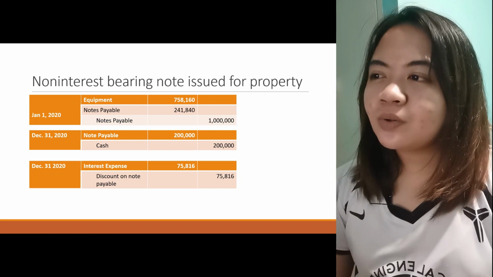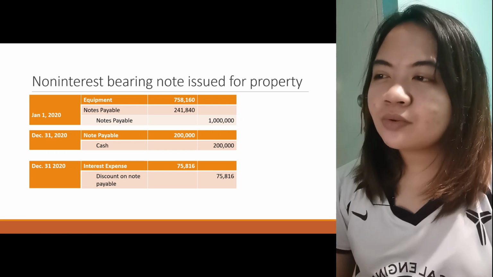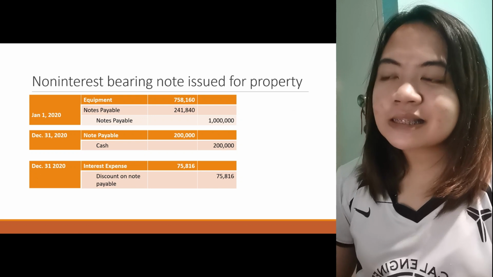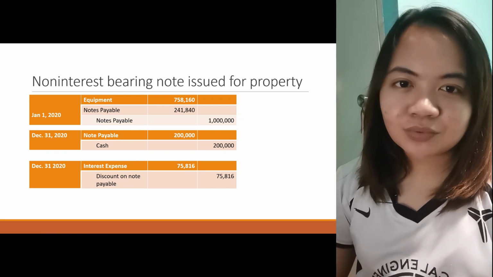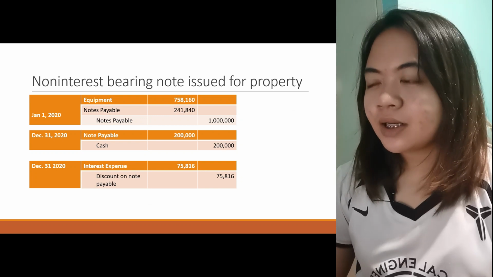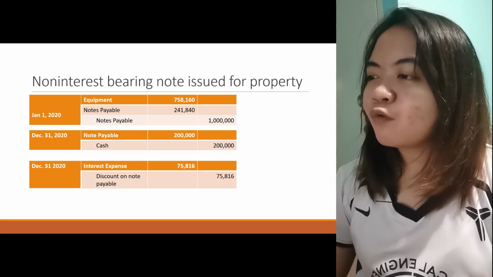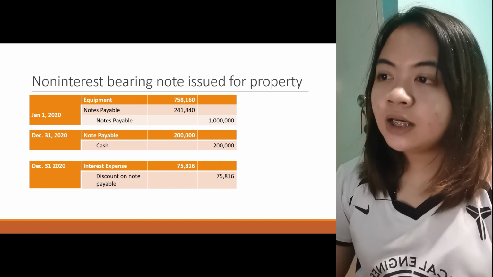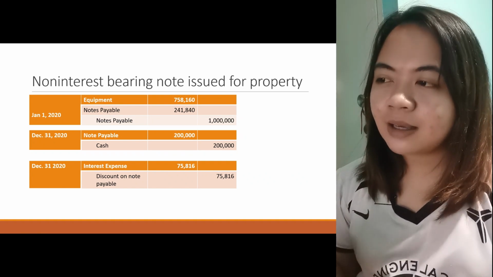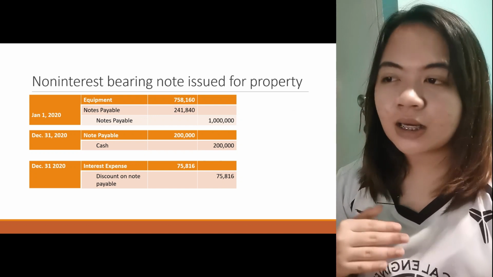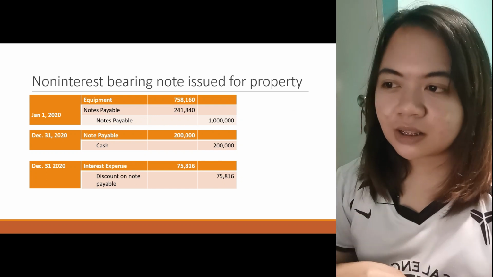Okay? So, what happened there? Your equipment is at 758,160, but what you owe is 1 million. So, you really had a discount. Then, for December 31, 2020, you record the installment payment of 200,000: debit notes payable, because you are reducing it by 200,000, credit cash of 200,000.